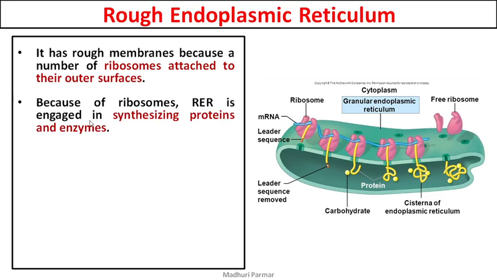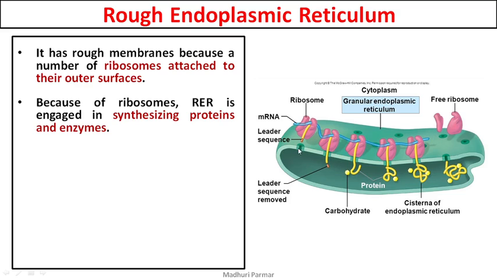These pink or purple colored structures are nothing but ribosomes. Because of the ribosomes, rough endoplasmic reticulum is engaged in synthesizing proteins and enzymes. It itself does not synthesize, but because it has a lot of ribosomes attached on the top, these ribosomes synthesize the proteins, and these proteins are packaged, and their 3D structure is formed inside the lumen of endoplasmic reticulum. Fine. So you can see here the blue colored strand is nothing but your mRNA.